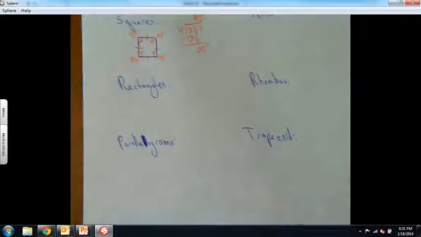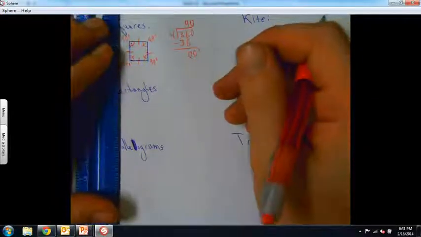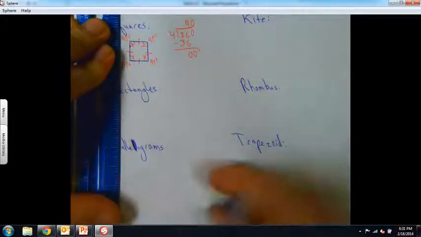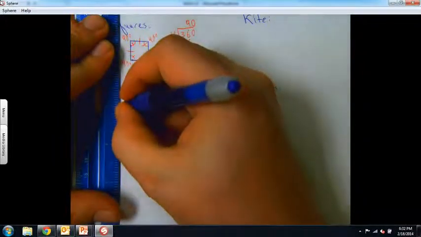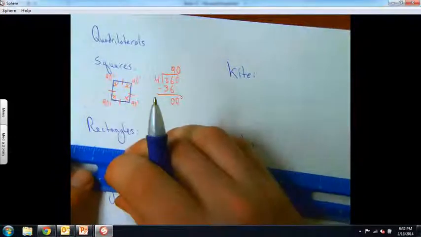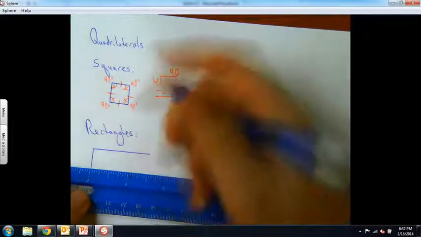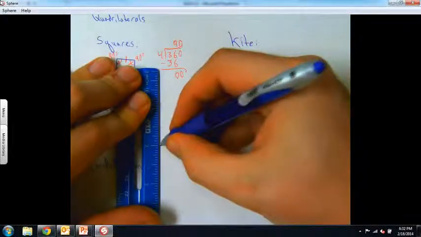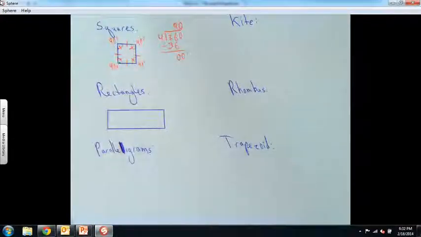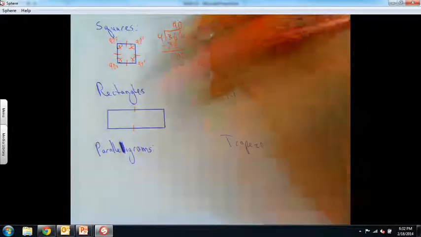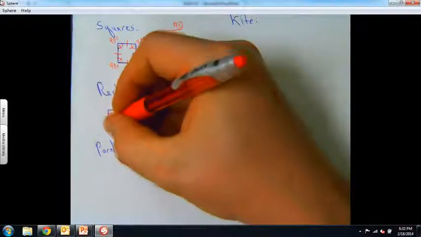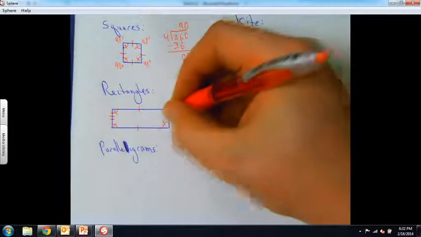Next up, rectangles. Pretty much the same thing as a square, however, it's been stretched out. So I'll make a rectangle here, doing my best to keep it as much a rectangle as I can. So there's a rectangle. Now, all four sides are not equal. We have one set of equal sides and two sets of equal sides. However, all angles are still equal. Therefore, all angles are 90 degrees.